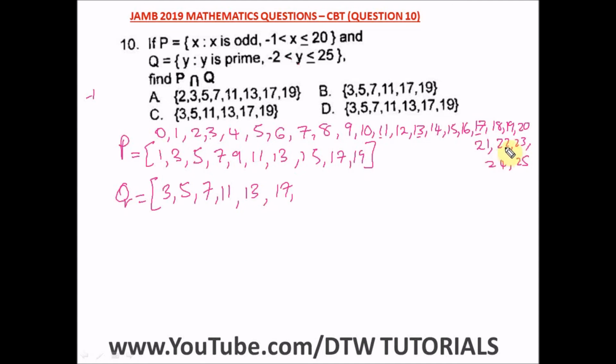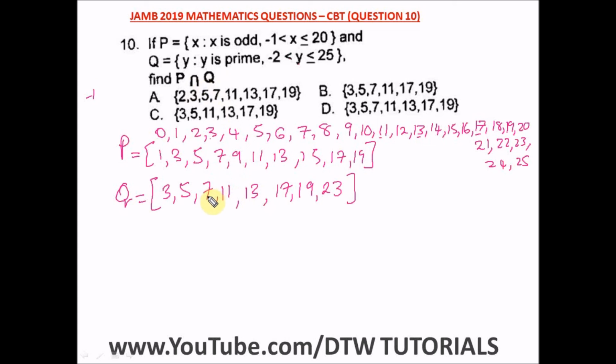So the next prime number after 17 will be 19. We missed 19. And our next one, 23. Is 24 a prime number? Is 25 a prime number? No, it's not a prime number, because you can divide 25 by 5 and you get 5. So these are the subset of Q, and these are the subset of P. Now we have to find P intersection Q.